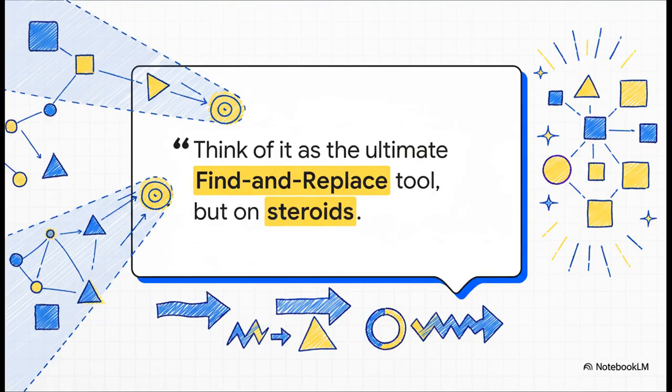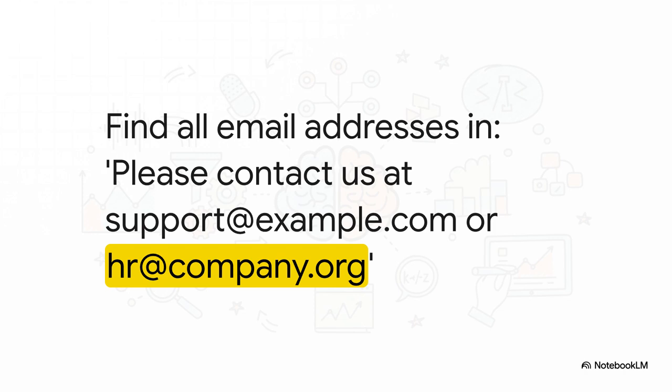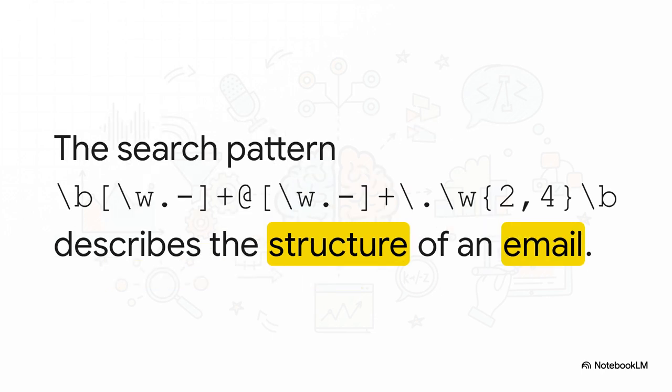I absolutely love this description. You can really think of it as the ultimate find and replace tool, but on steroids. It goes way, way beyond just looking for a simple word, to find really complex structures hidden deep inside the data. So, for example, just imagine a computer needs to scan this sentence and find all the email addresses. It can't just search for Gmail or Yahoo, right? I mean, there are literally endless possibilities. So what does it do instead?